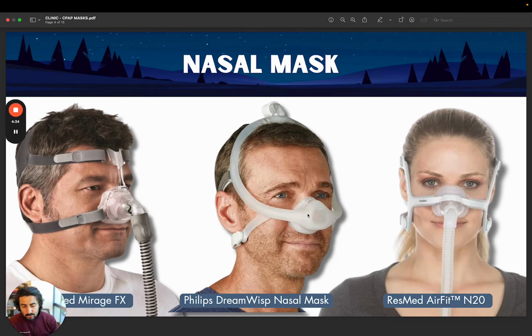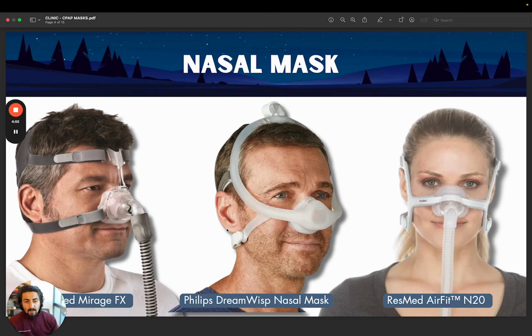We don't have a picture of it here, but you can see how this is a pure silicone interface. These interfaces also come in a memory foam interface, but in this example, these are all silicone interfaces. And again, the hose can either come over the top of the head or from the front of the nose, and it just depends on what you like.